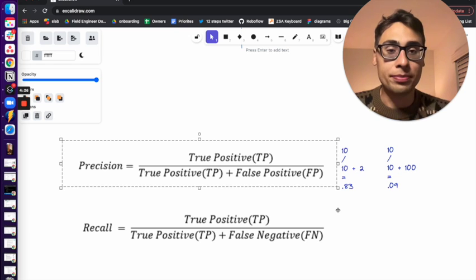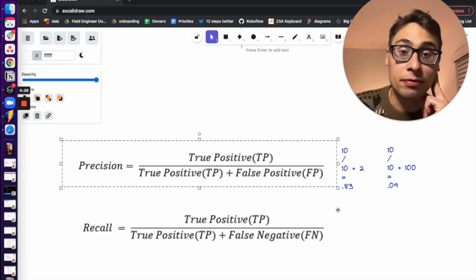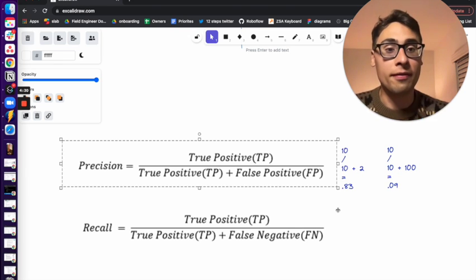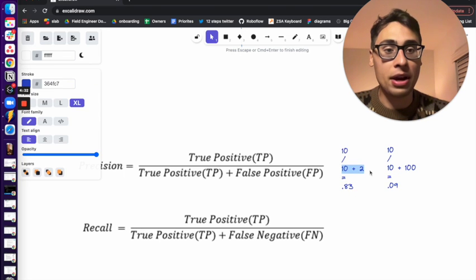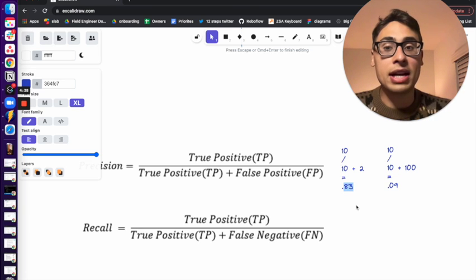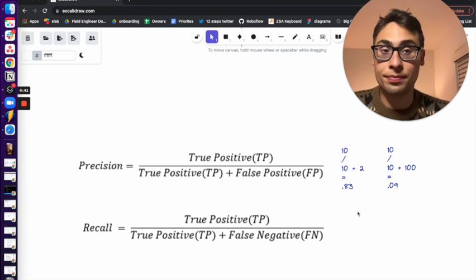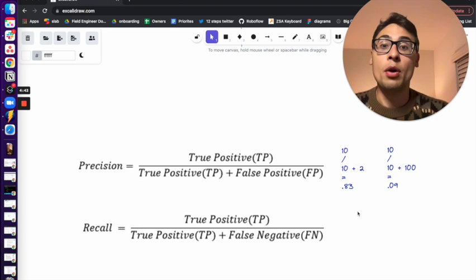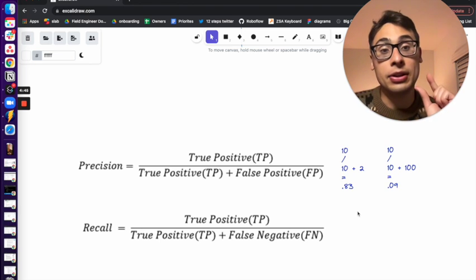Let's look at an example. Let's say I have 10 true positives and 2 false positives. In that case, I would have 10 true positives divided by 10 plus 2 is 12, which would equal a rate of 83% precision. That's pretty good. It's saying that we are dealing with a low number of false positives.